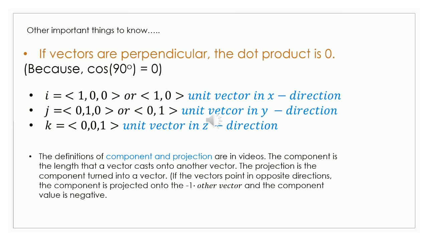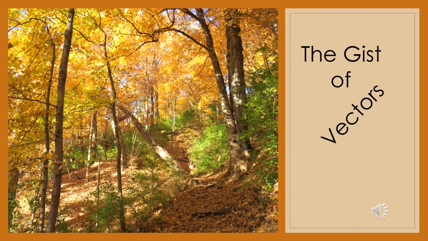I mentioned that a component is a length, but components can be negative, and if a component is negative, it means that the vector that is serving as the shadow is pointing in the opposite direction of the other vector. So if vectors are pointing in such a way that the shadow points in the opposite direction of the second vector, its component will be negative. Our basic discussion about vectors.